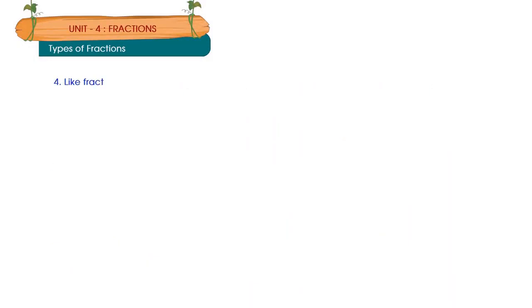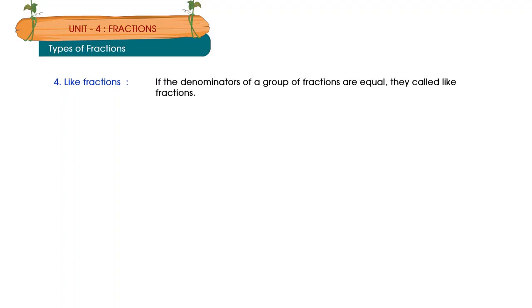4. Like fractions. If the denominators of a group of fractions are equal, they are called like fractions. Examples: 1/5, 3/5, 7/5, 4/5, 2/5.